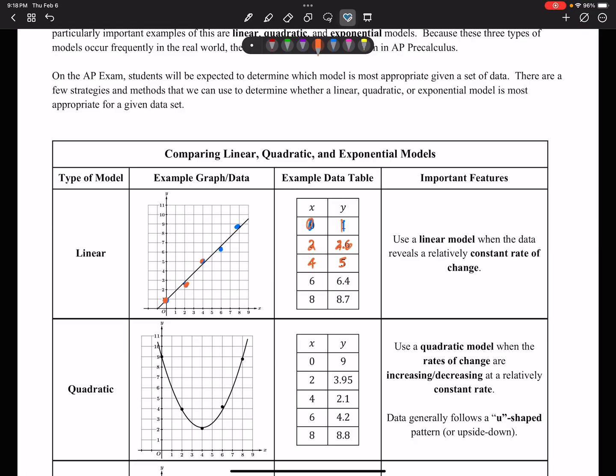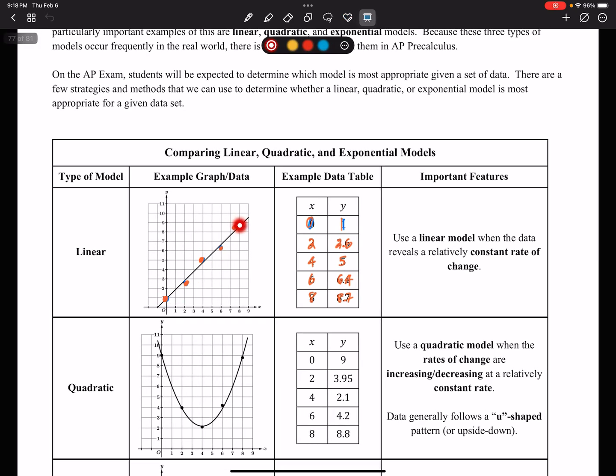So 4, 5 would be right here. You can see 6, 6.4 is right here. 8, 8.7 is right here. And then, what type of function does the data model? And that's where this line comes in. And you say that that is looking linear. So that's a constant rate of change. You have a relatively close to a constant rate of change.